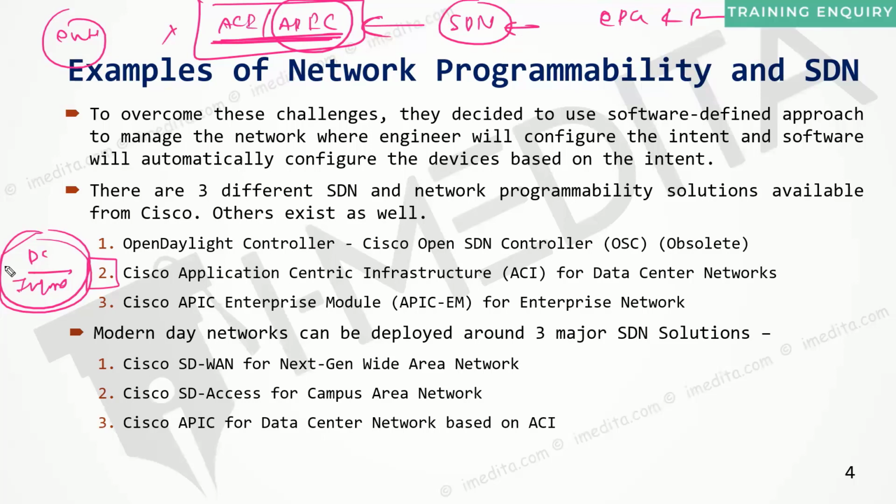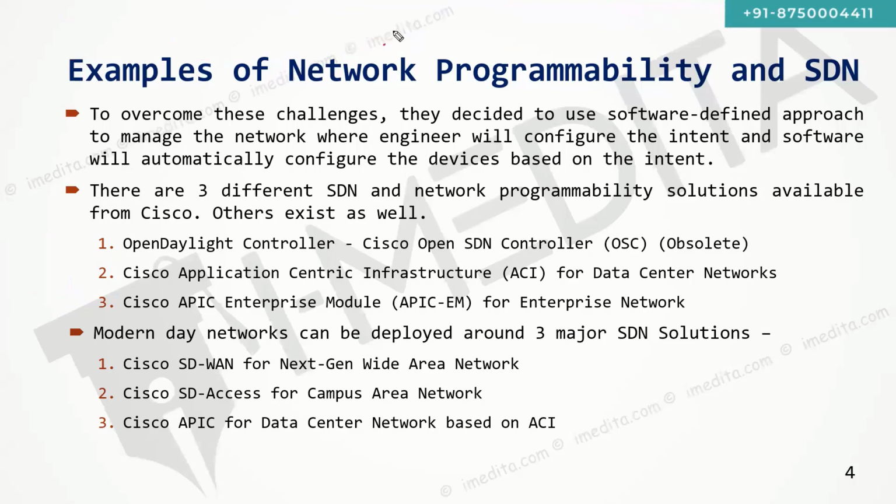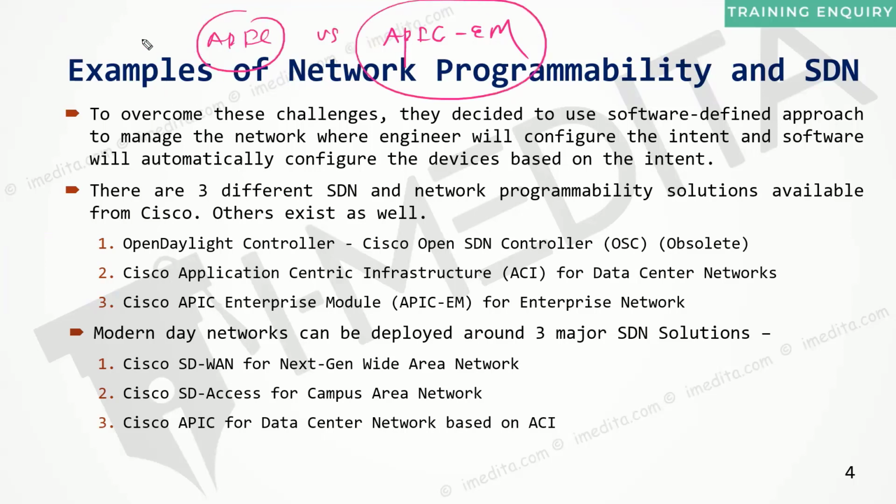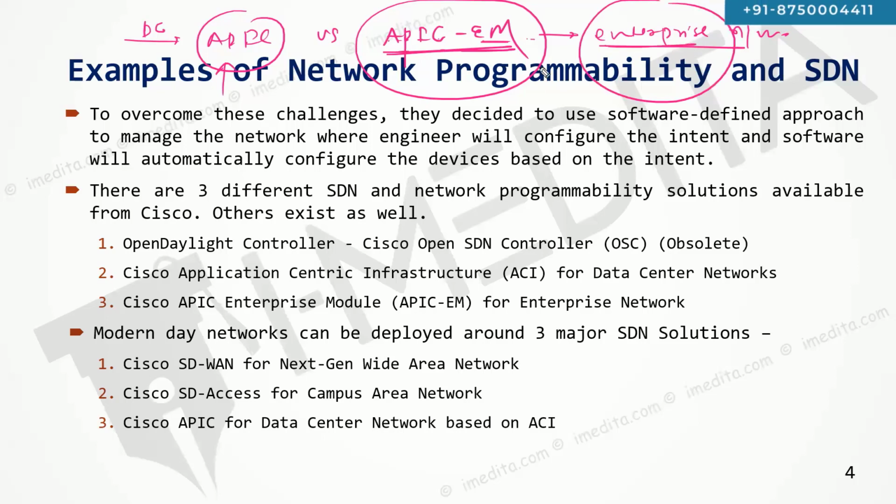So what they did, they created an enterprise module for the same. They created this thing called Epic EM. These are two different products. Epic is a different product and Epic EM is a different product. Epic is specifically for the data center network. This Epic EM, same thing, application policy infrastructure controller enterprise module, was specifically created for the enterprise network. In your campus local area network, the same functionality that we were getting in the Epic, we will get in the Epic EM.